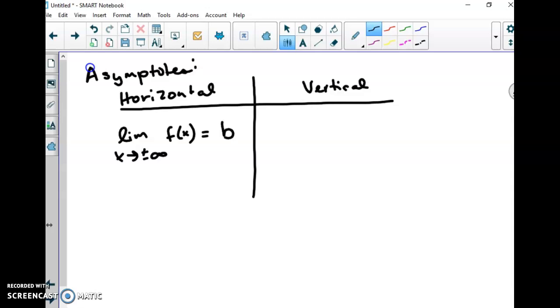Okay, so that number, most of the time when we're looking at a graph, most of the time it will be 0. Vertical asymptote. This is where your limit, as it's approaching a certain value from the left and the right, is approaching negative infinity or positive infinity.